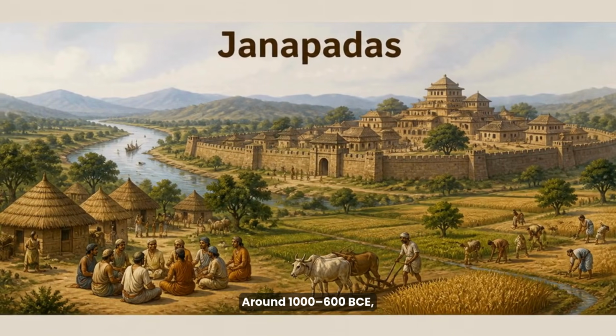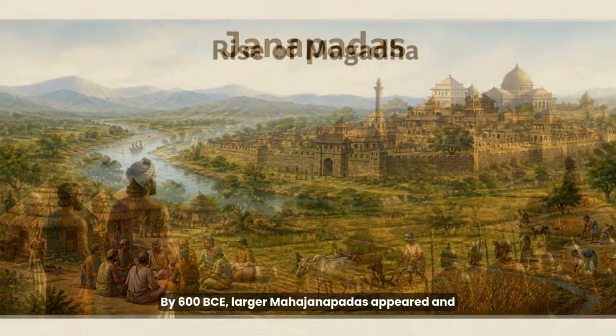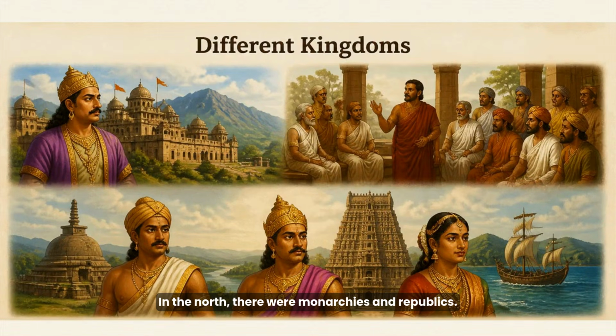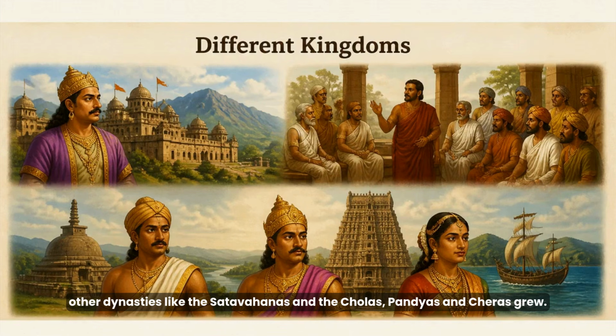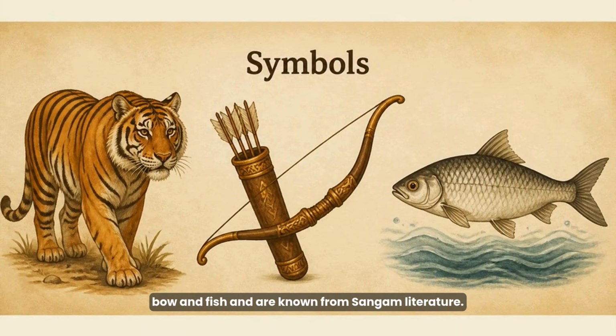Iron tools and pottery types like painted greyware and later northern black polished ware appear. Around 1000 to 600 BCE, Janapadas or territorial units replaced purely kin-based groups. By 600 BCE, larger Mahajanapadas appeared, and Magadha became powerful and later gave rise to the Mauryan Empire. In the north, there were monarchies and republics, while in the Deccan and south, other dynasties like the Satavahanas and the Cholas, Pandyas, and Cheras grew. Southern kings used symbols like the tiger, bow, and fish and are known from Sangam literature.